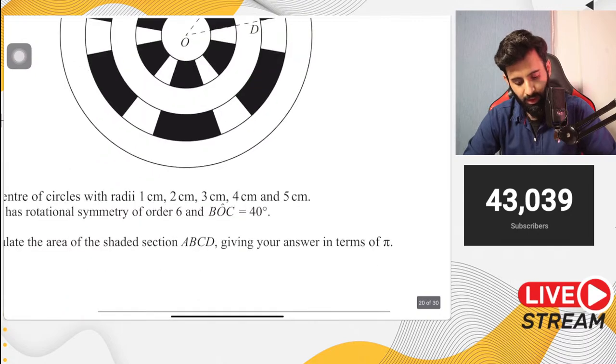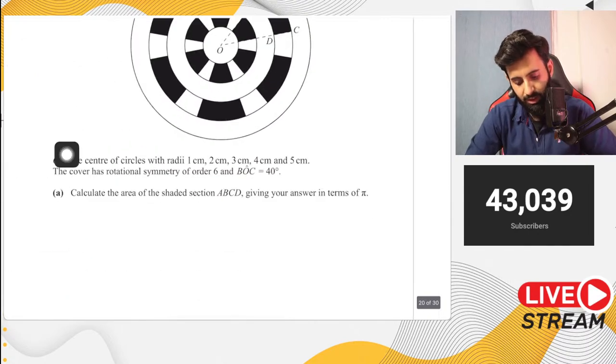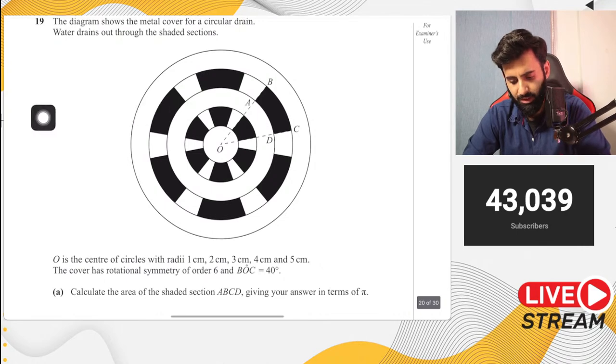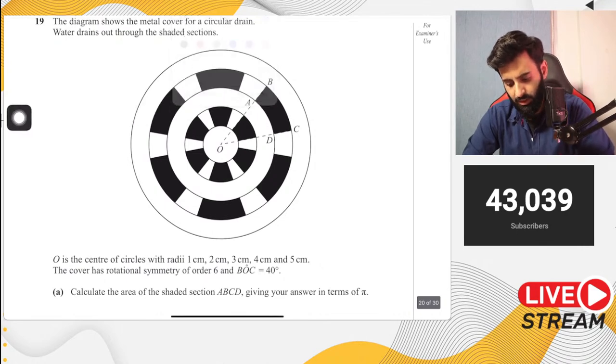Then it says the cover has rotational symmetry of order 6. Now, why exactly is the question telling us this? The reason why the question is telling us this is to tell us that all these shaded segments are equal. So that means this is equal to this. All six of these are equal, and just like that, all six of these are equal. That's why the question is telling you that.